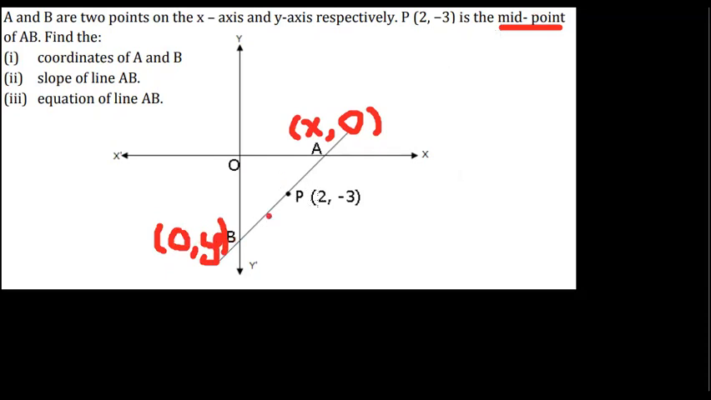And the way midpoint is found is nothing but you take the average of the two points. An interesting thing happens when you take the average of the x coordinates, because here the x coordinate is zero and here the x coordinate is just x. And since the midpoint has x coordinate 2, we can say that the average of 0 and x is 2. So with simple algebra, it shows that this x value is nothing but 4. So we have actually found the coordinates of A. These are (4, 0).